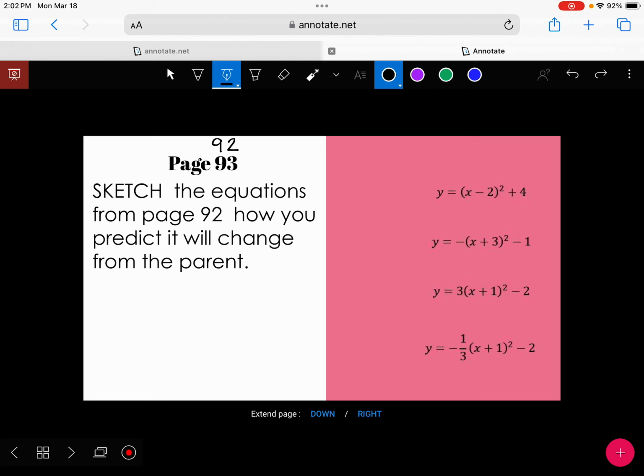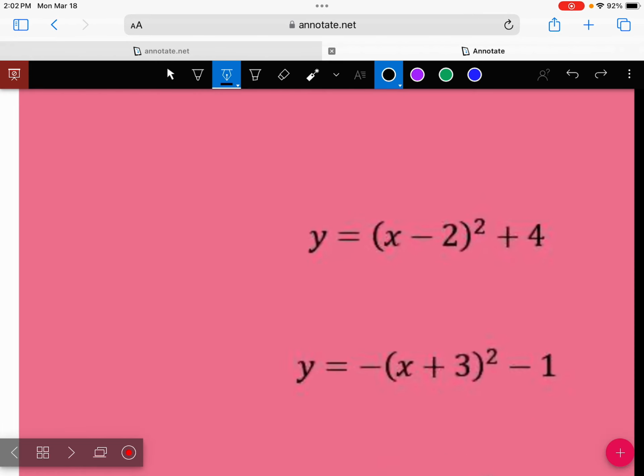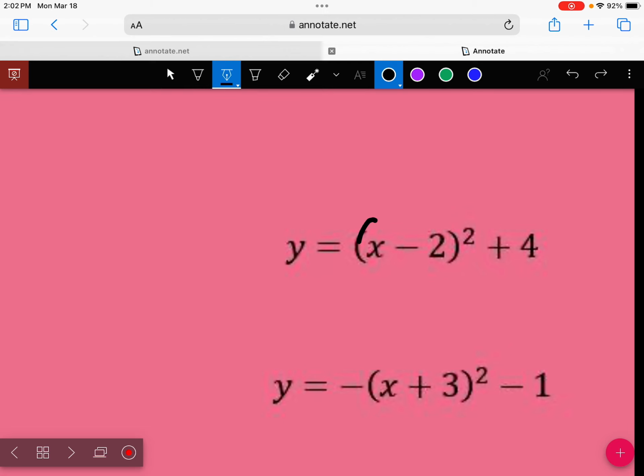I want you to see how it changes from the parent. See if you can figure out what the transformations are. I know they're very blendy in here on this salmon color up here. They're also written on page 92. So I want you to try and do this. Take at least one of them and identify your transformations and see if we can get yourself a little sketch going. There are graphs on page 93 that you can put them on.